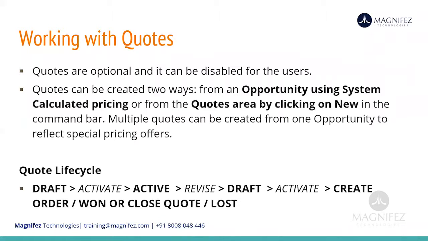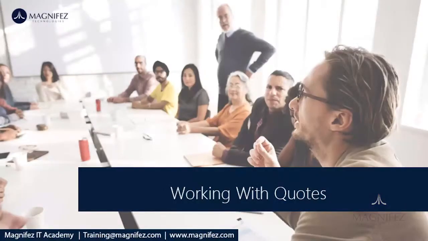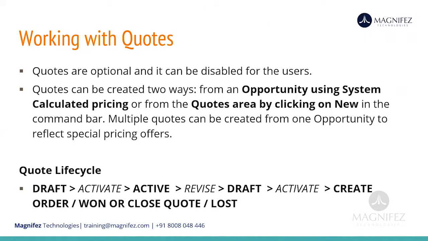Let's come back to working with quotes. Quotes are optional and can be disabled for users. A quote is nothing but a customer asking for the price. I am creating the opportunity record inside my system, and if a customer asks, we are talking about this opportunity, can you give me the quote for quotation? You can create a quote from that. Either I can create a quote directly from the CRM system, sales and quotes, or I can go to my opportunity where I have a subgrid and create the quote from there also.